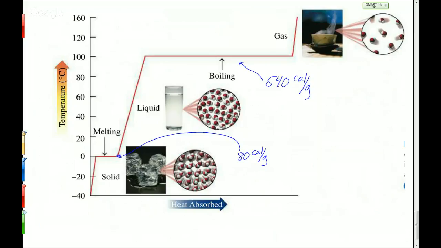And that's something that we don't always think about, or it doesn't seem intuitive to us because we think, oh, it's getting hotter, that takes more energy. But actually it's changing the state without changing the temperature that takes the most energy. And then once we're a gas, we can heat it up even further.